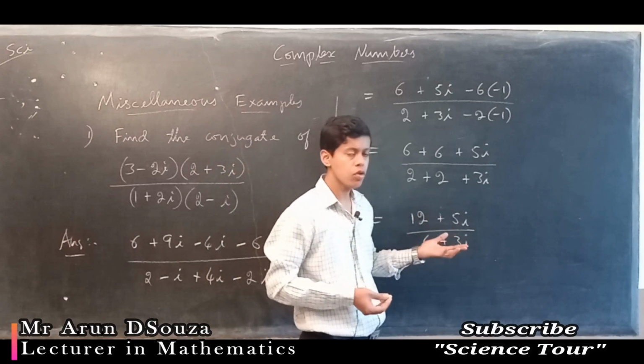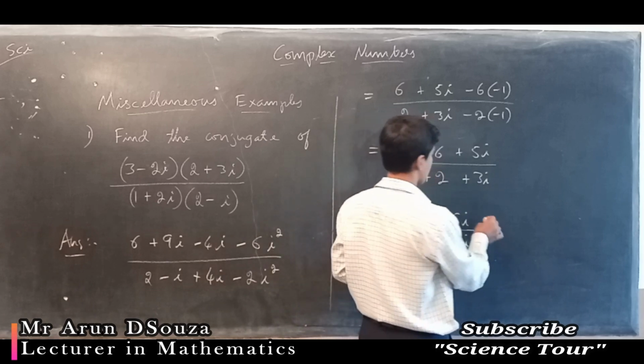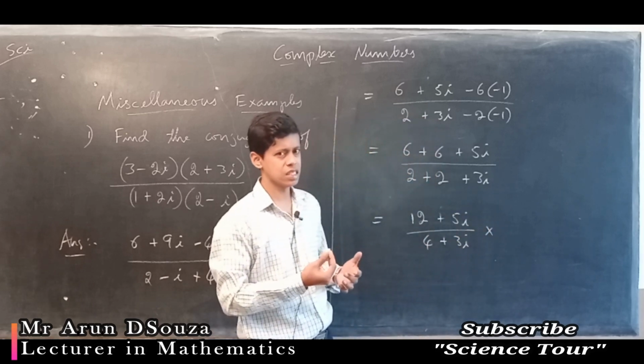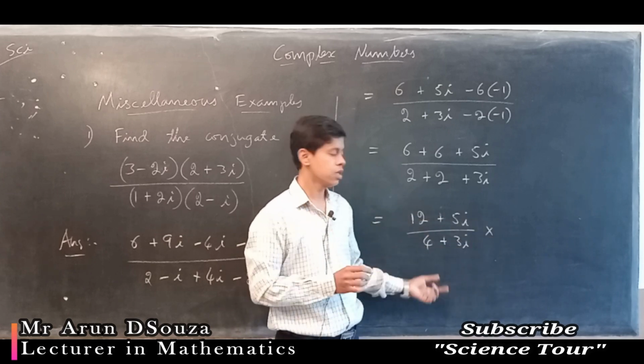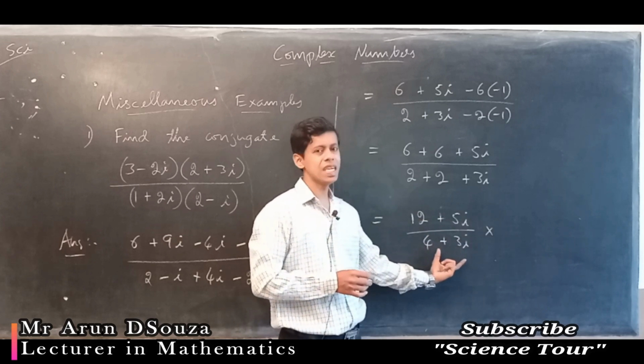So therefore we have to rationalize. Now what do you mean by rationalization? You have to multiply and divide by the conjugate of the denominator.